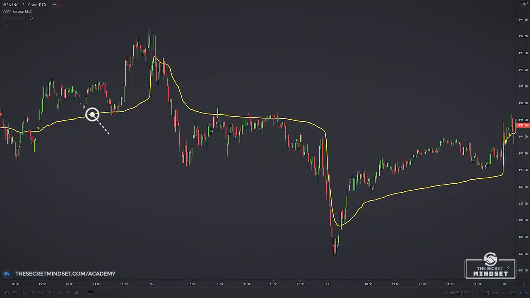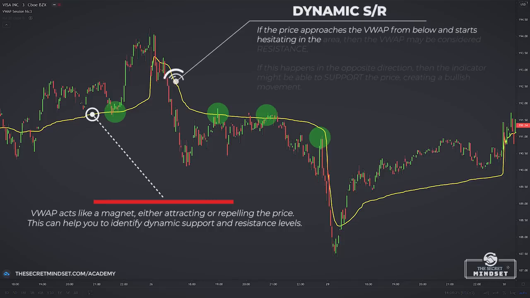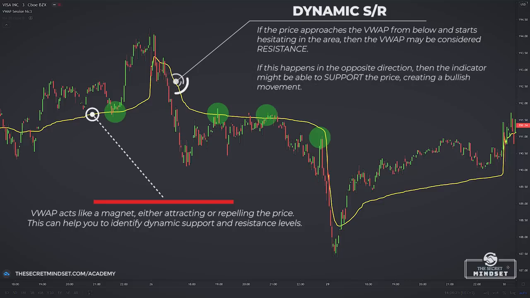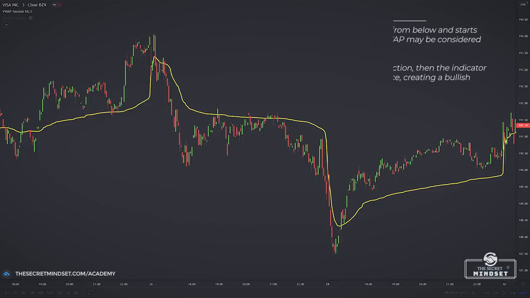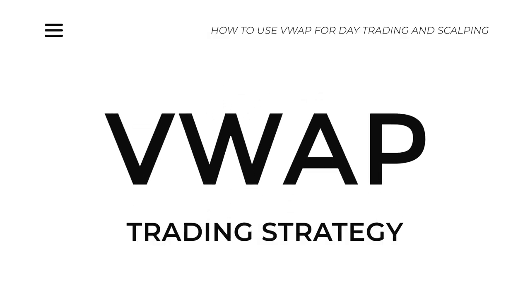The reason why VWAP is highly effective is because it acts like a magnet, either attracting or repelling the price. For this reason, the VWAP indicator can help you to identify support and resistance levels. Since the indicator averages the total periods for the day, it has psychological meaning on the chart. If the price approaches the VWAP from below and starts hesitating in the area, then the VWAP may be considered resistance. If this happens in the opposite direction, then the indicator might be able to support the price, creating a bullish movement.